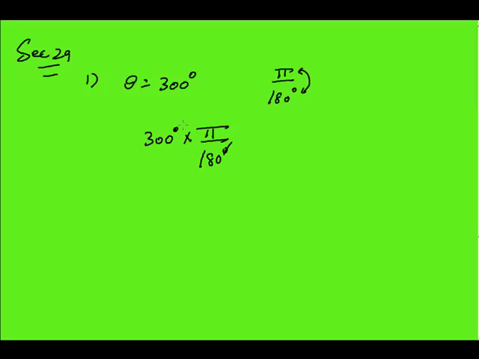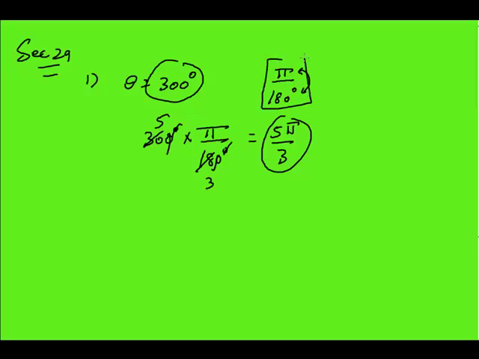The degrees symbols cancel out, the zeros cancel, okay, and then 30 and 18 reduce. 6 will go into 30 five times, and 6 will go into 18 three times. So this is the same thing as 5 pi over 3. Now, 300 degrees is the same thing as 5 pi over 3. So that's how you convert from degrees to radians. You must remember this formula right there.